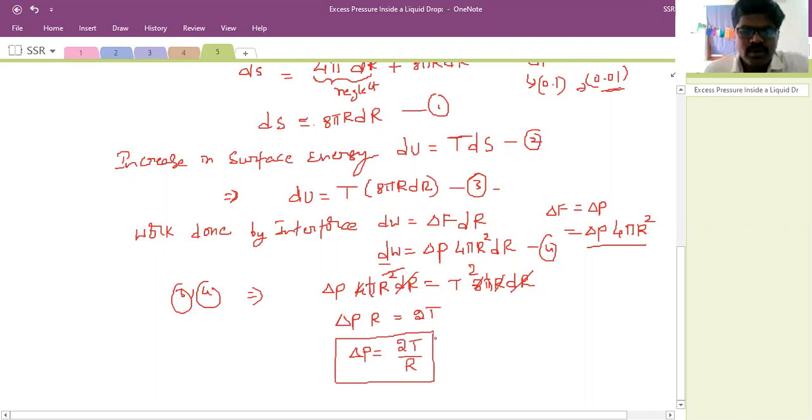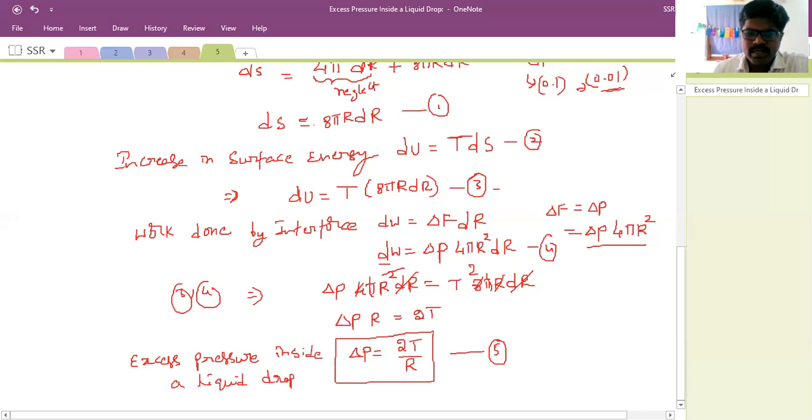Delta P, the excess pressure, is equal to 2T by R, where 2 is the constant, T is the surface tension, and R is the radius of the liquid drop. So we derived a relation, let us say equation number 5. This equation 5 shows the excess pressure inside a liquid drop.